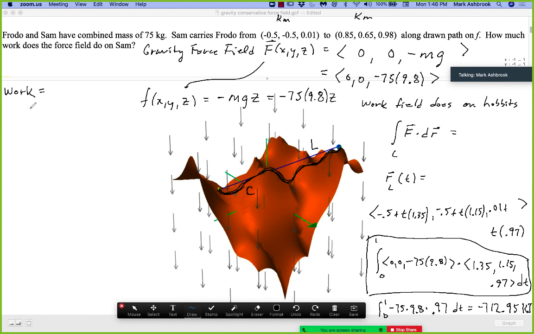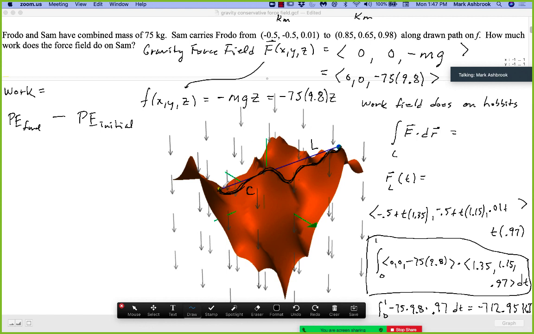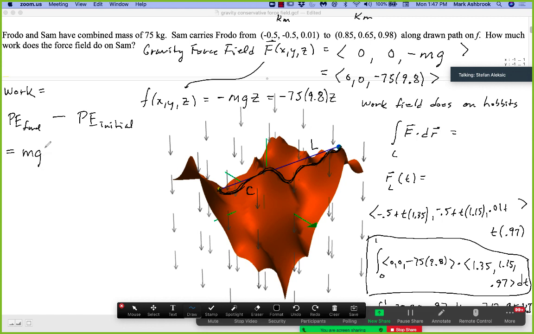So if you remember from physics, the work is the difference in potential energy. So it's potential energy final minus potential energy initial. So the potential energy at the end minus the potential energy at the beginning is the difference in potential energy, and that would be the work required to get from the lower position to the higher position. And how do we calculate potential energy? Anybody remember? It'd be MGH. MGH final minus MGH initial.